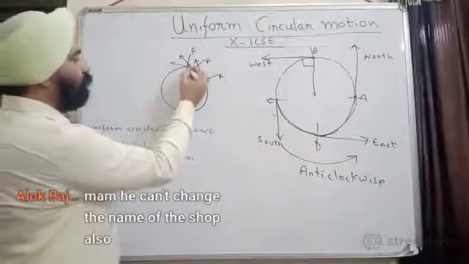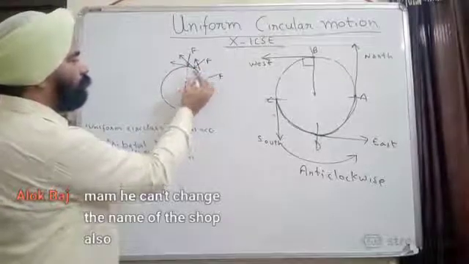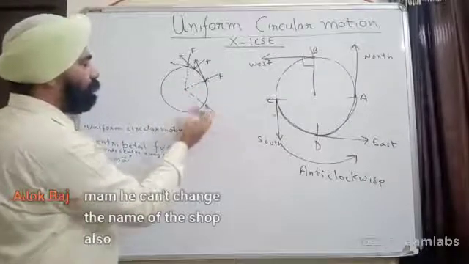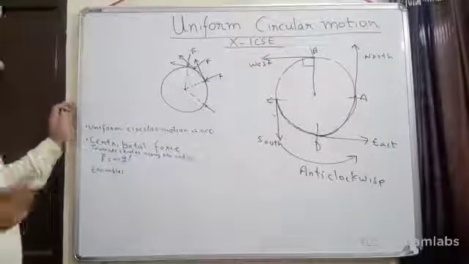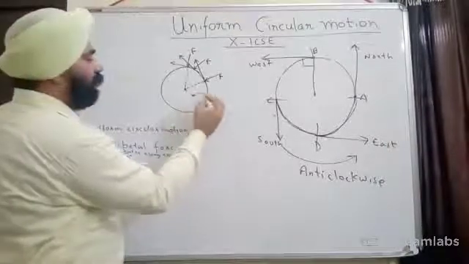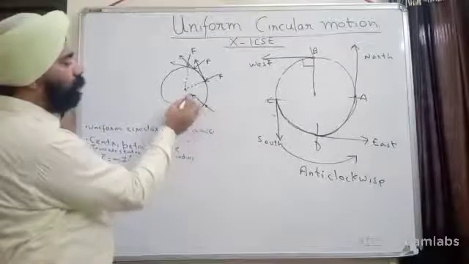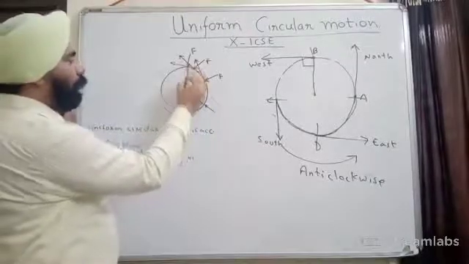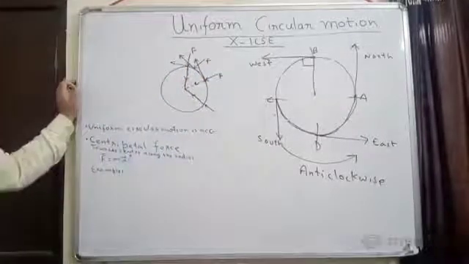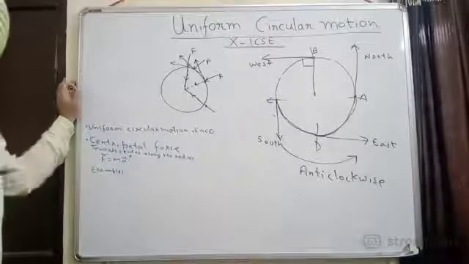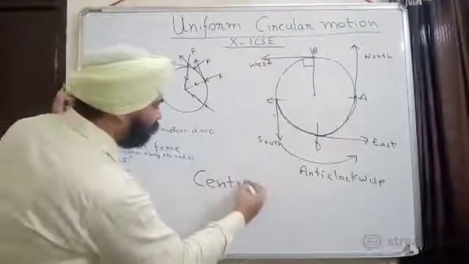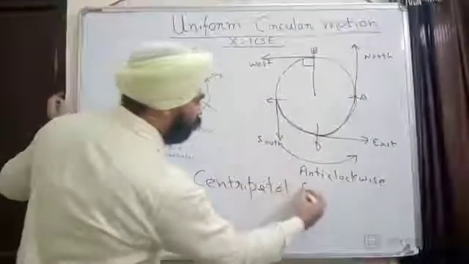Which means if I bring it in, I see that all these forces are acting towards the center. All these forces are acting towards the center and all of them are acting along the radius. Since it's perpendicular, I can bring it in. So all of them are acting towards the center and along the radius. Okay, so what is this force called? This force is called centripetal force.